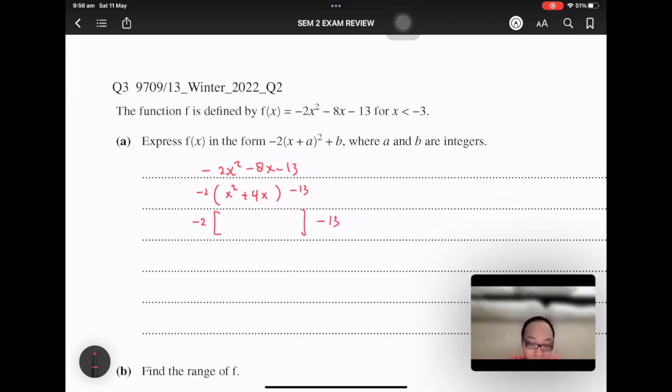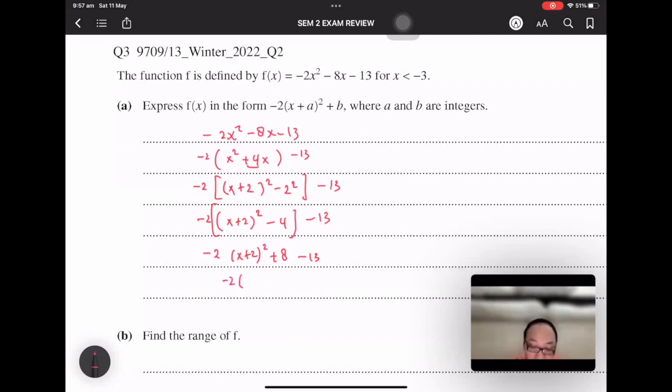They are the same. So to complete it, the square form is x squared, x plus 4 becomes plus 2, and then minus 2 squared. So it's negative 2 (x plus 2) squared minus 4. Yeah, don't forget the bracket. And then now we open the bracket. It is (x plus 2) squared plus 8 minus 13. So negative 2 (x plus 2) squared minus 5.